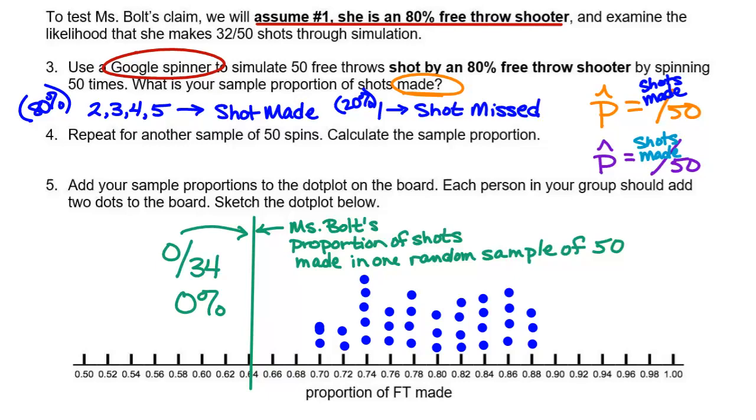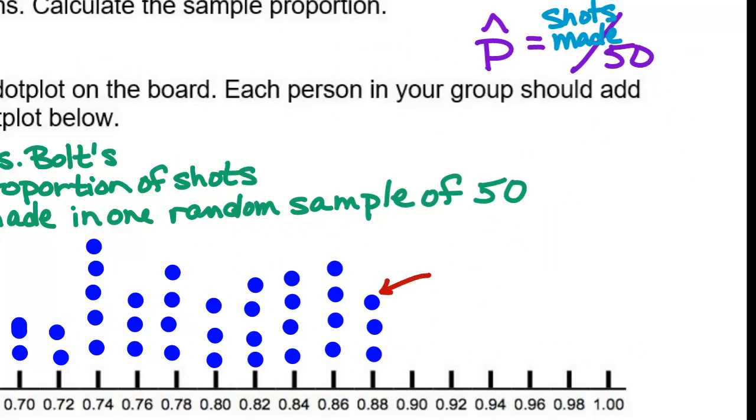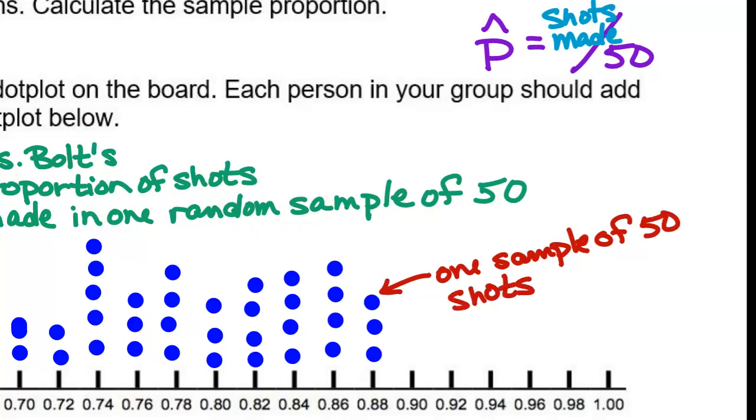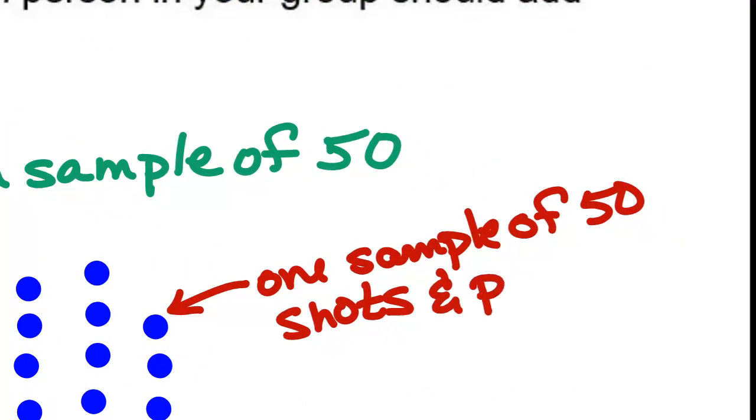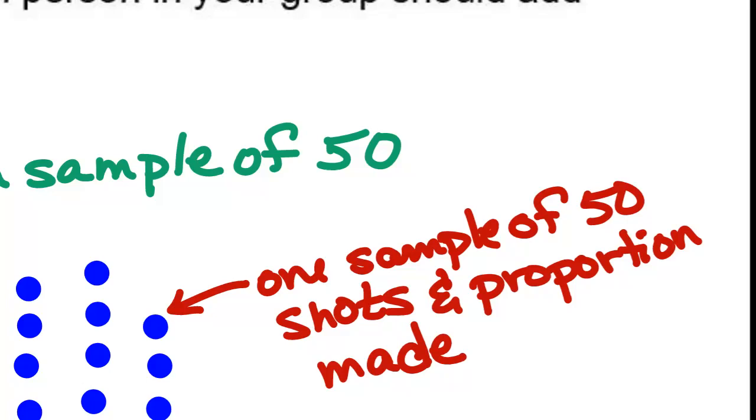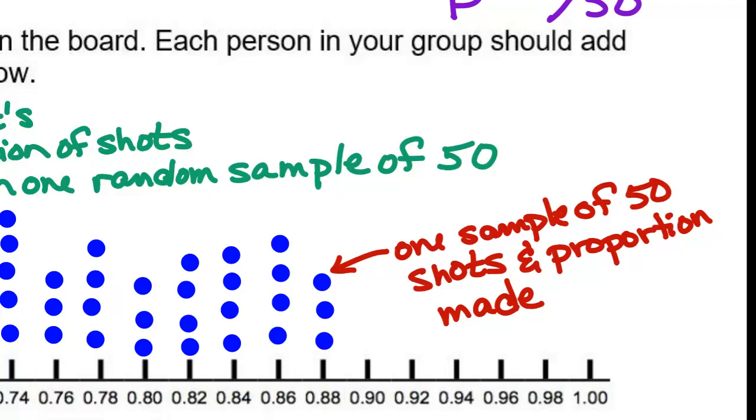What does each of those little dots represent? One sample of 50. So why are they not all up there at 1.00, 50 out of 50? You didn't just take a sample of 50. What were you recording each time? Yes, it's one sample of 50 shots, and the proportion made. What assumption did we make? So it's not just proportion of shots made, it's proportion of shots made by an 80% free throw shooter.